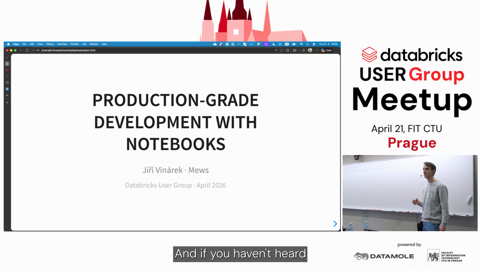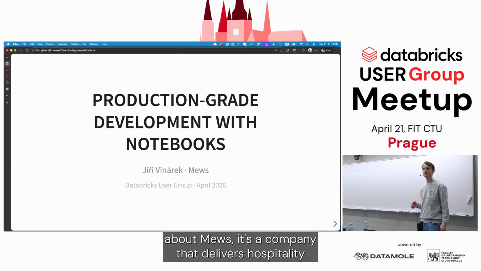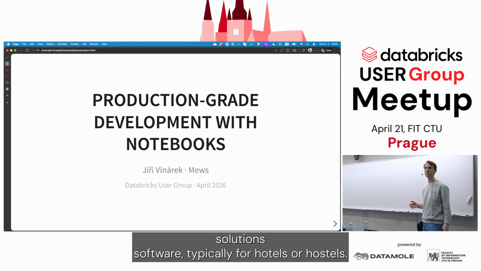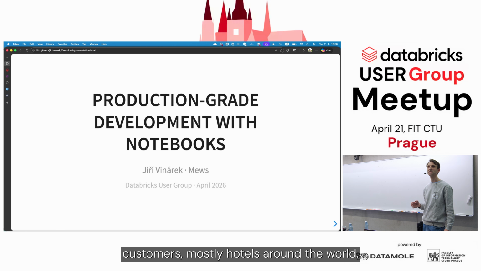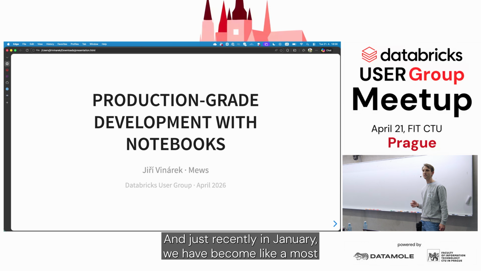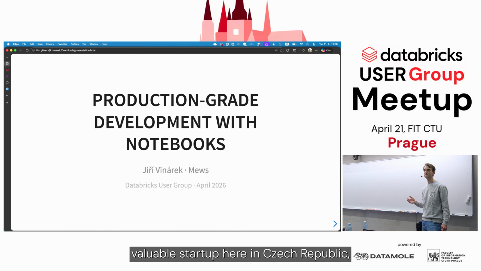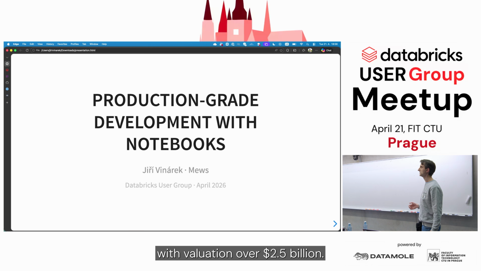And if you haven't heard about Mews, it's a company that delivers hospitality solutions, software typically for hotels or hostels. We have about 10,000 customers, mostly hotels around the world. And just recently, in January, we became the most valuable startup here in the Czech Republic, with a valuation over $2.5 billion.